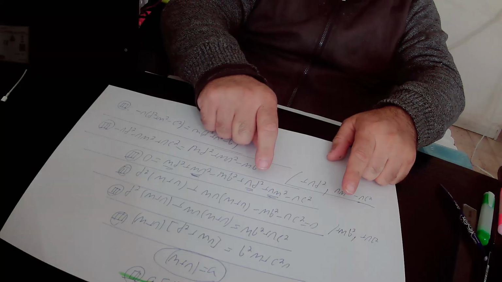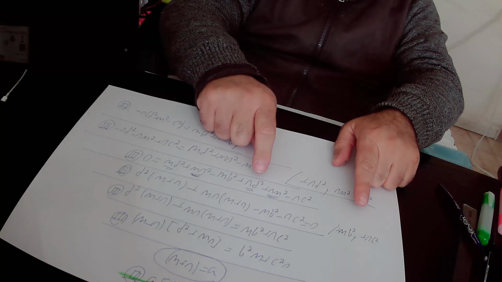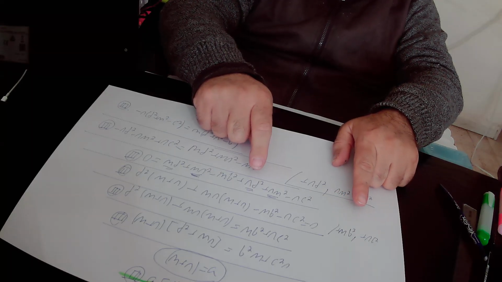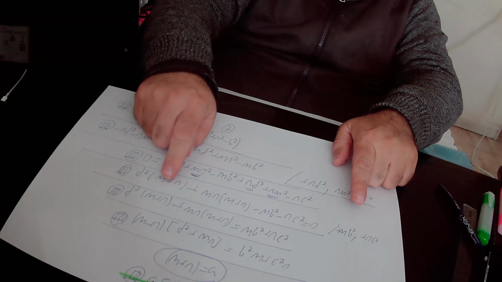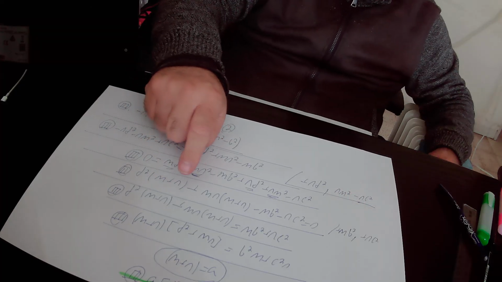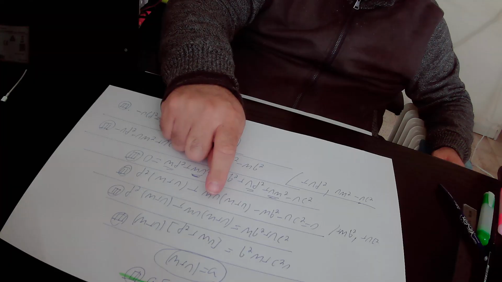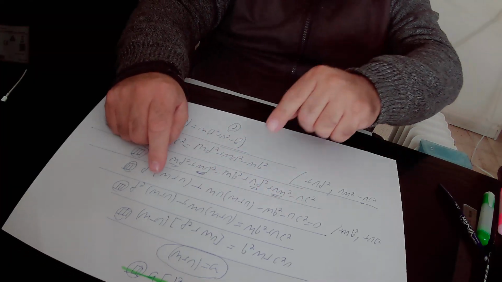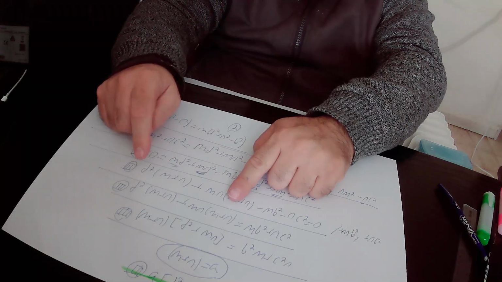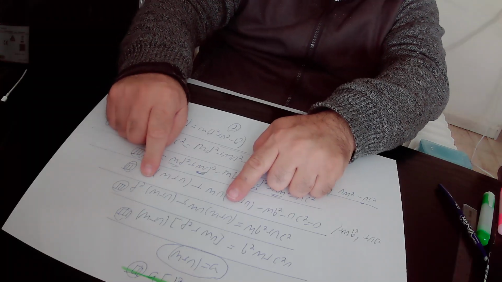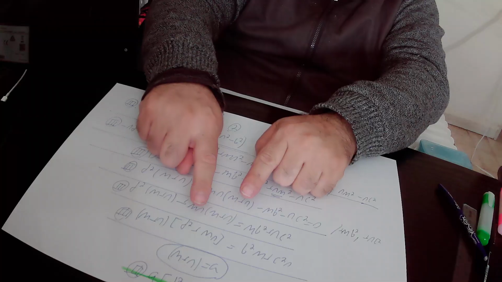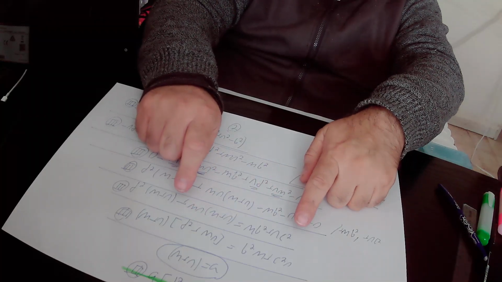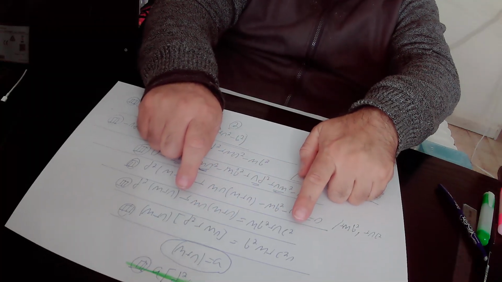The next step, we added to this equation m b squared plus n c squared, and we found out that d squared times m plus n plus mn times m plus n equals m b squared plus n c squared. Then we took out m plus n as a common factor from those two expressions, so inside the brackets we are left only with d squared plus nm, and it is equal to b squared n plus c squared n.